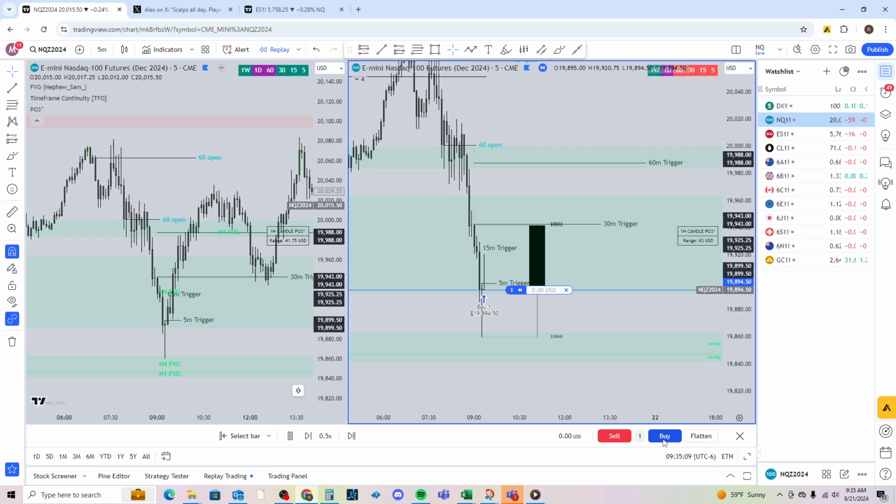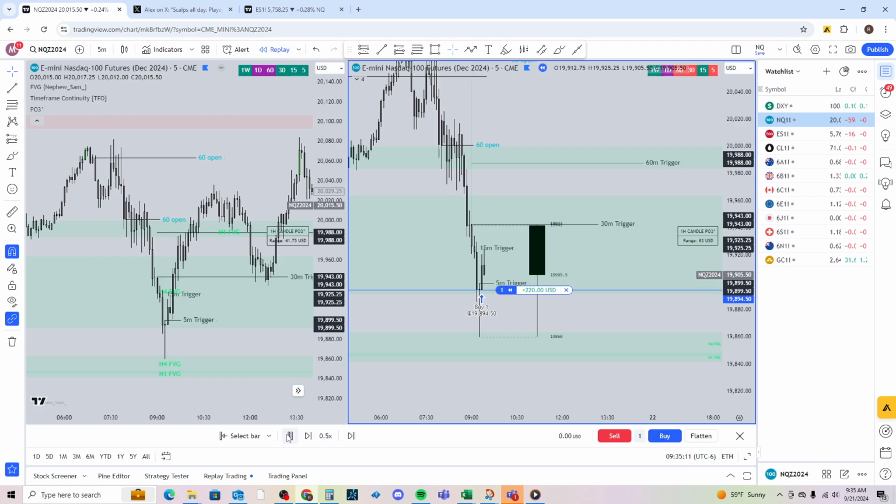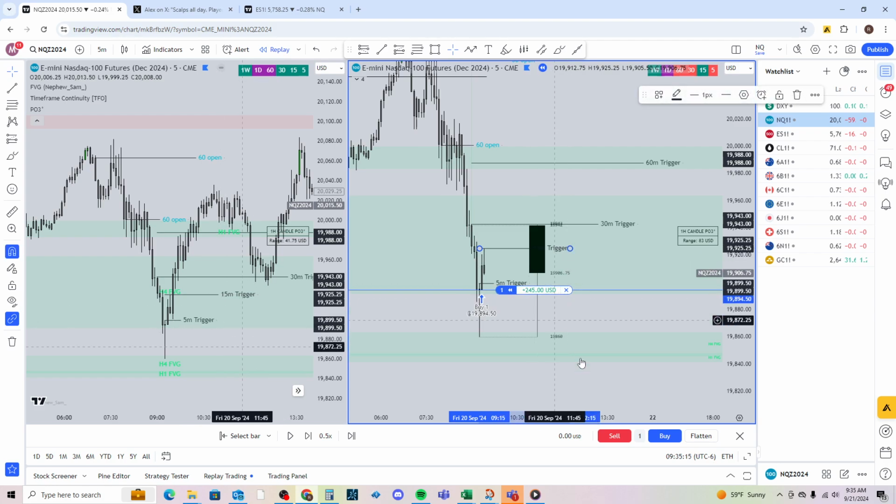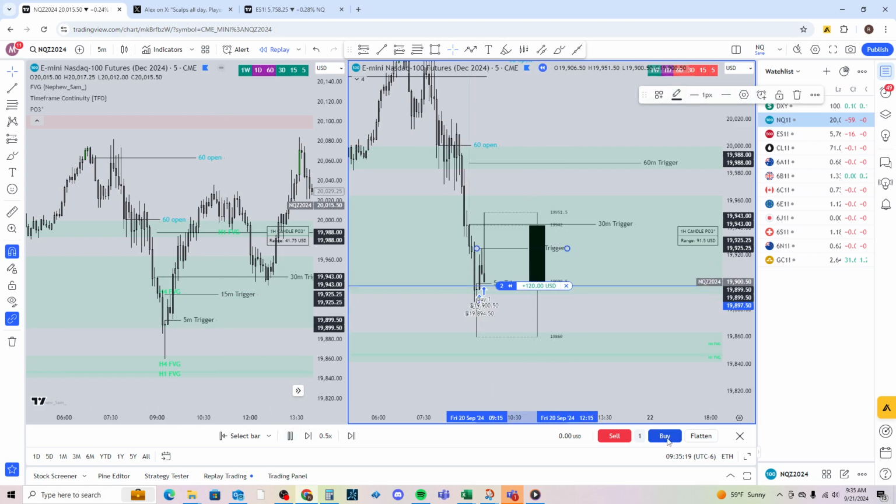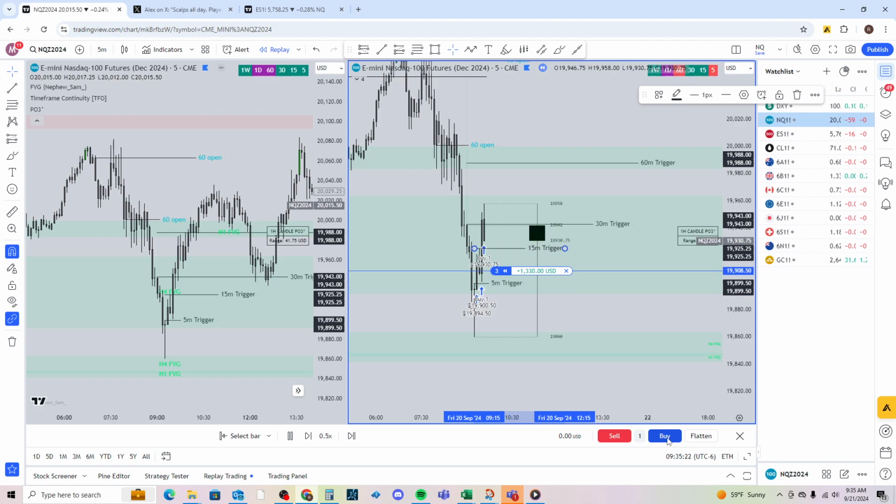So there's one. Right, so our initial position triggers the 15-minute, triggers the 30.